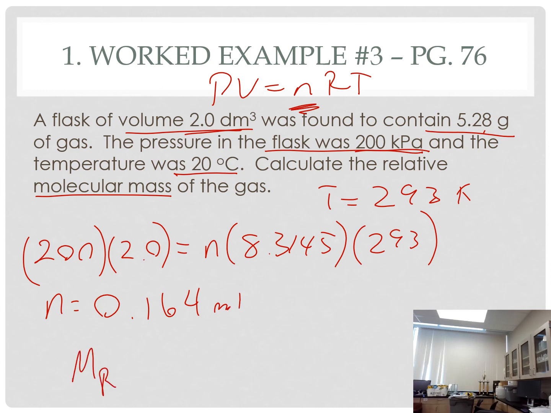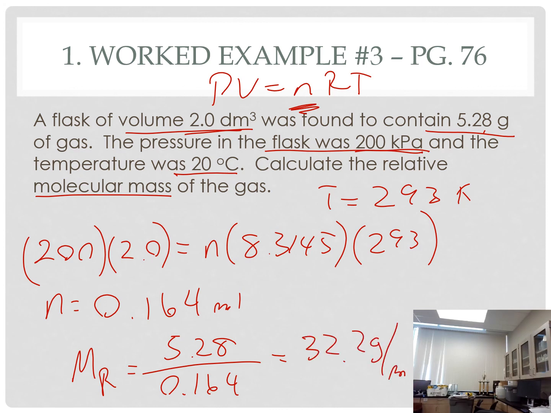To find molar mass, you take the grams, which is 5.28, divided by the moles, 0.164, and we get 32.2 grams per mole, which could be oxygen, right?